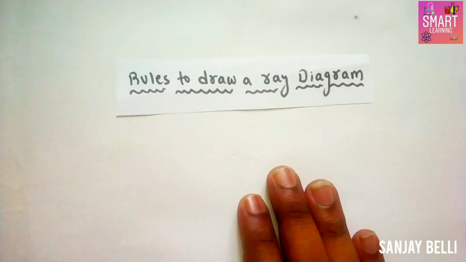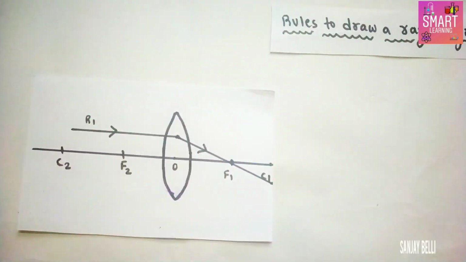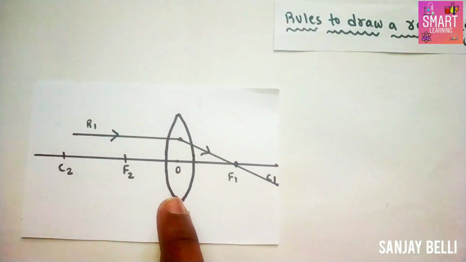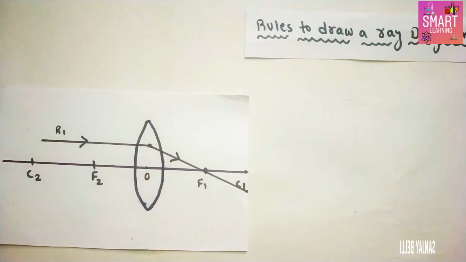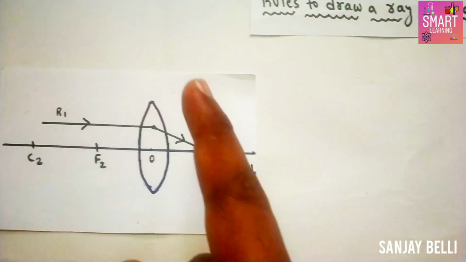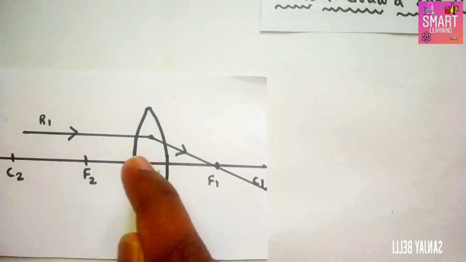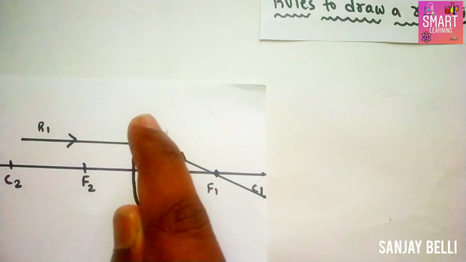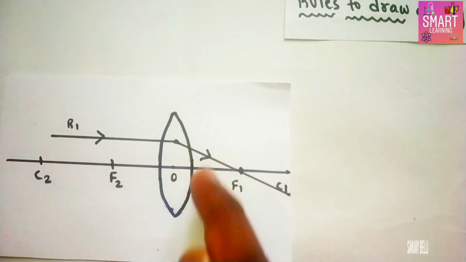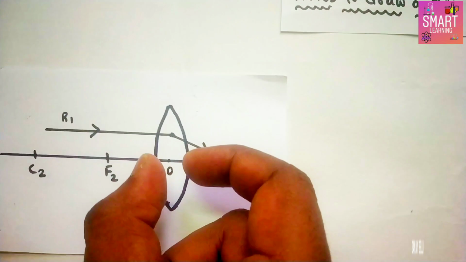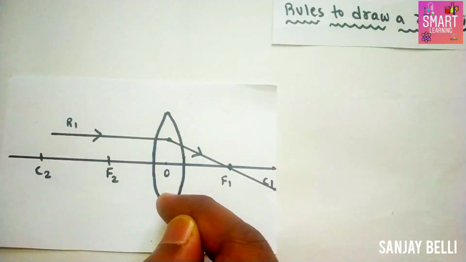Now, let me show you the first rule. Here you have your convex lens. How can you identify it is a convex lens? Before starting the rules, you have to identify how a convex lens will look. In a convex lens, we can observe very easily that the middle part is thick and the edge part is thin. In a convex lens, the middle part is bulging. So the middle part is thick and the edge part is thin.